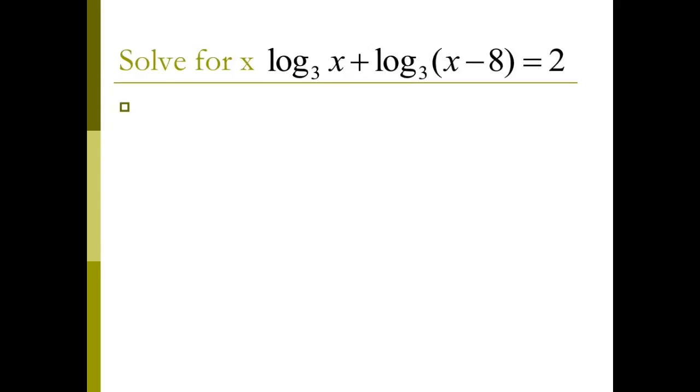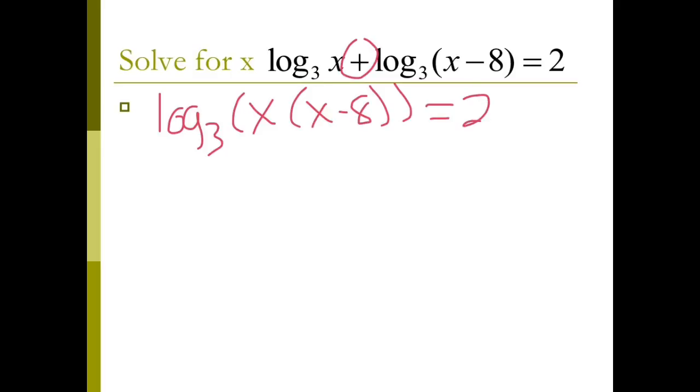Alright, now we have two logs on one side, so we're going to have to go back to what we did in the last section and combine these into a single log before we can move forward to solve it. Since we're adding these two things and combining them, we'll be multiplying the two values. So I get log base 3 of x times x minus 8, and that's going to equal 2.